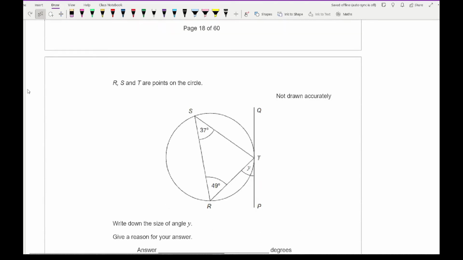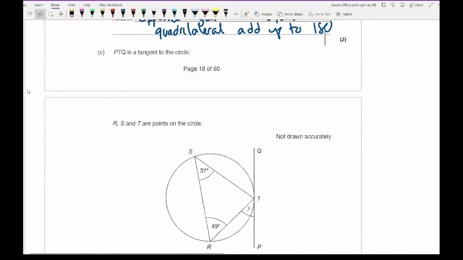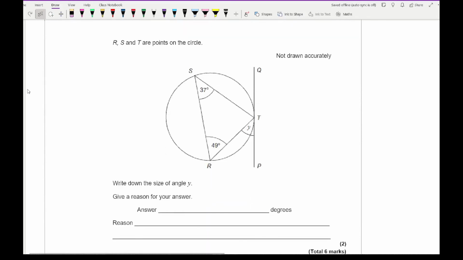And then looking at question C, again apologies about the formatting of this, it says PTQ is a tangent to the circle, RST are points on the circle, and the question is asking us to work out the size of angle Y. So looking at this, it's going to be an alternate segment theorem, so angle Y is going to be the same as this angle here, so it's going to be 37 degrees, and the reason for that is because of the alternate segment theorem.